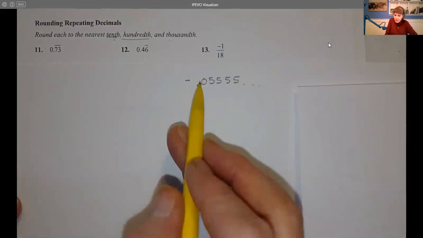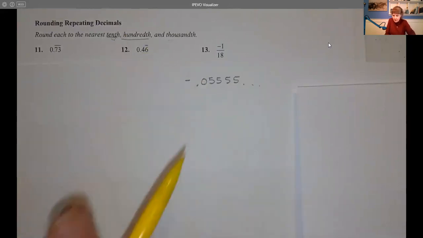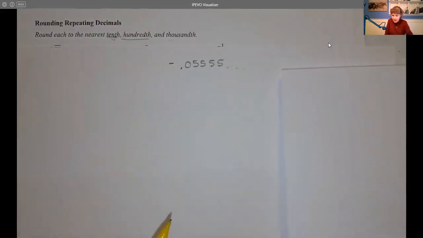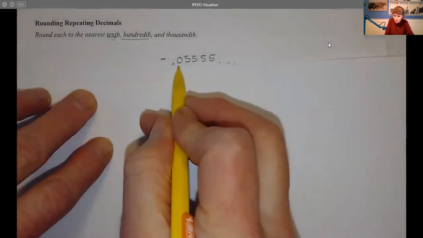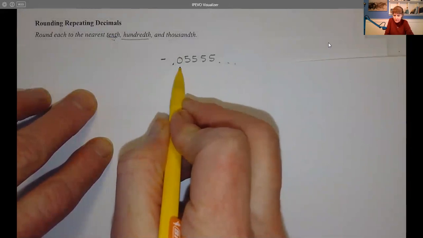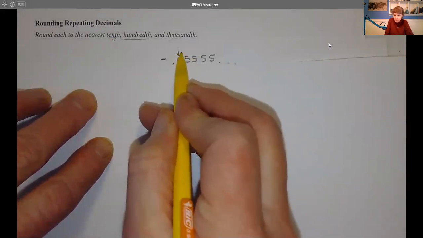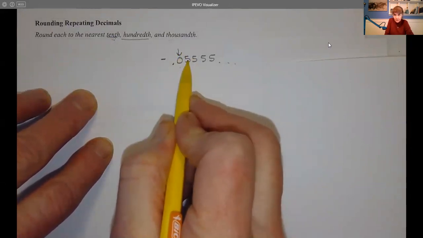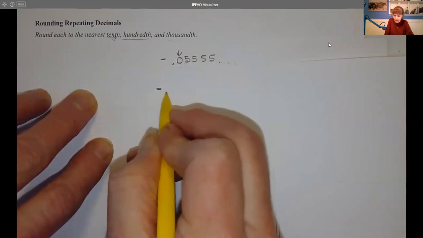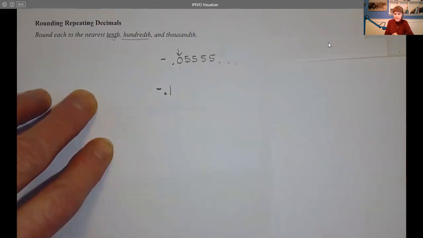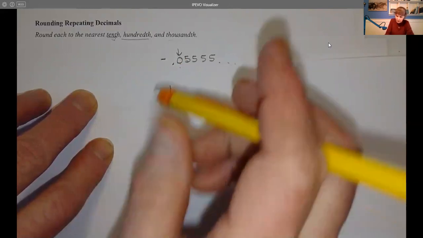So we're going to go to the nearest 10th first. So the nearest 10th, we're going to go to this 0 in the 10th spot. We're going to look to the right. It is 5 or greater, so we'll increase this one to 1. So negative 0.1. All right, there's your 10th.